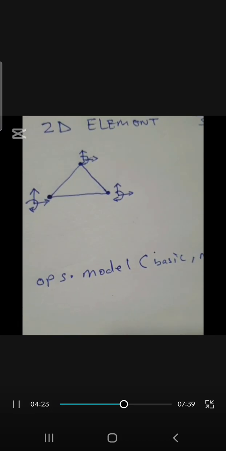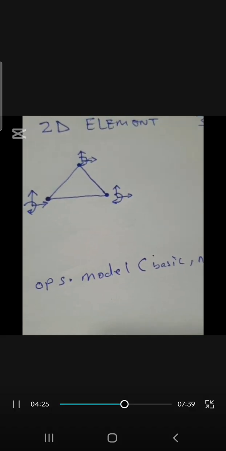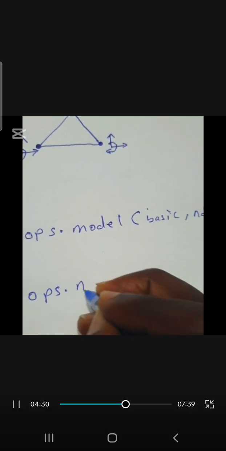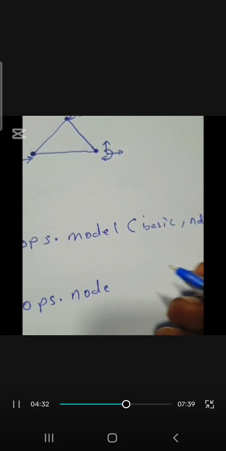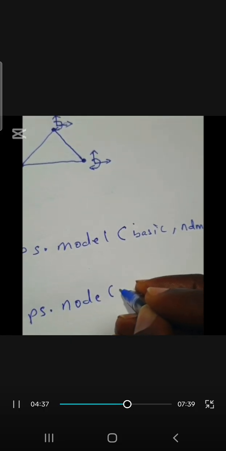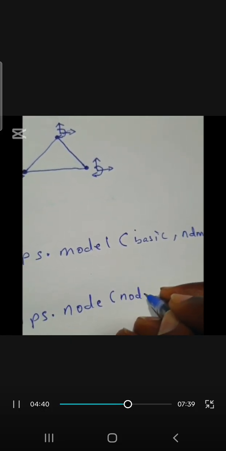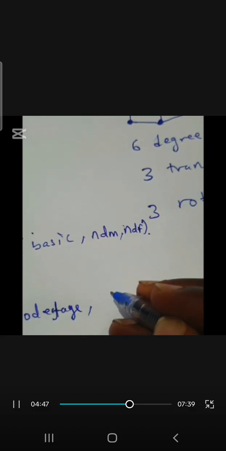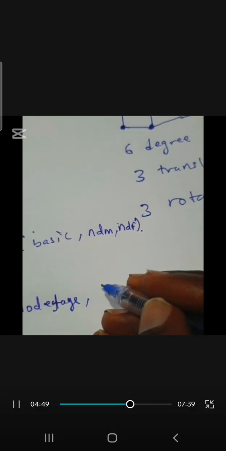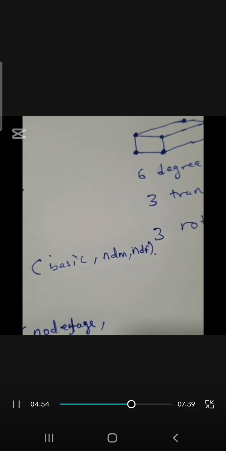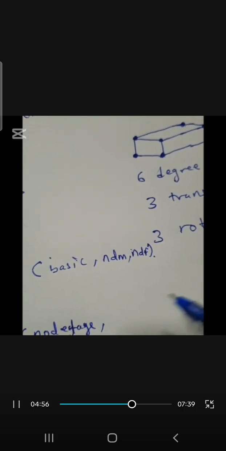So the next thing you need to do is the next command will be like ops.node. So here you define your node. And the first thing you do is you have something you call the node tag, followed by the coordinates of where the nodes will be.